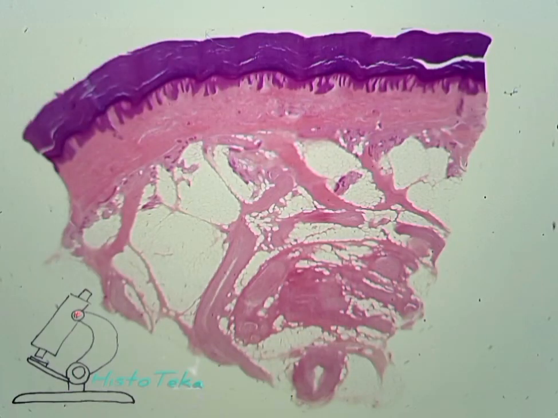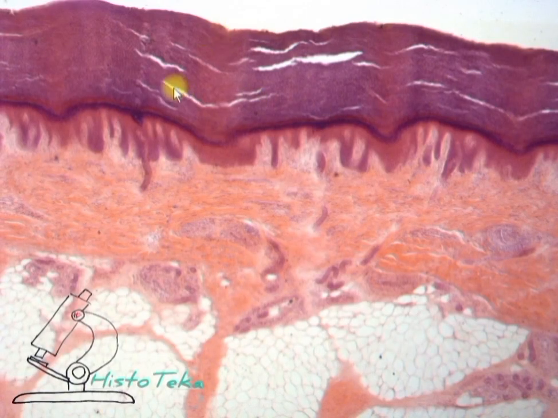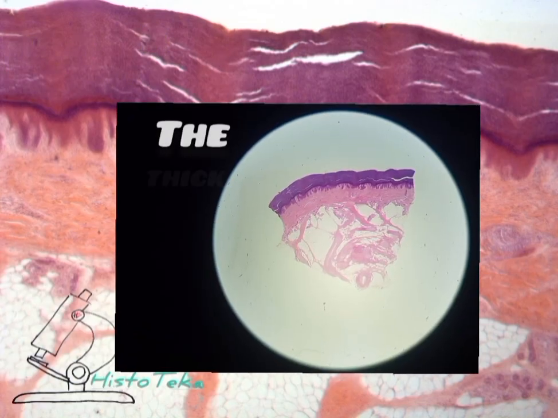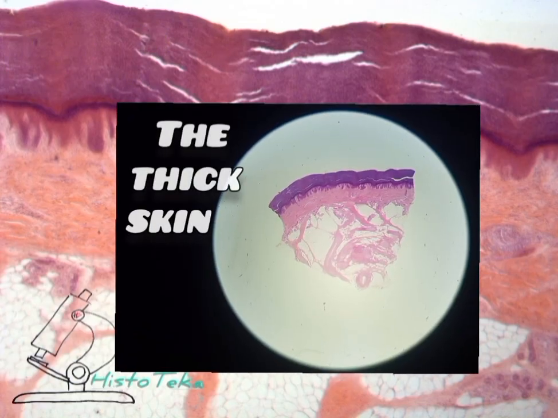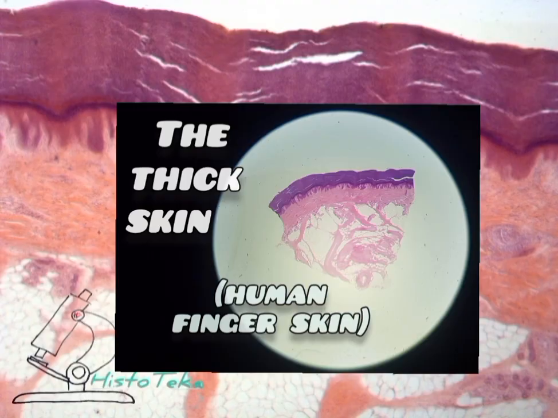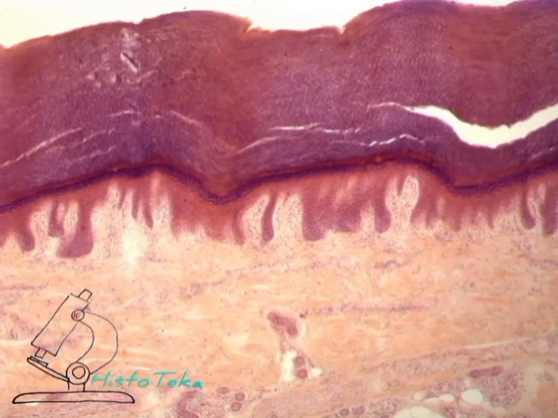On the screen is a slice of the skin of a human's finger, low magnification. The epidermis, the dermis. In this video we will look at the epidermis. You can learn about the structure of the dermis and other components of thick skin from the corresponding video in this playlist. The epidermis of the skin is formed by a stratified squamous keratinized epithelium.